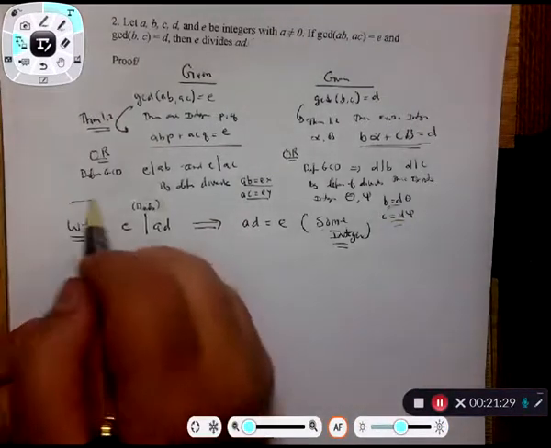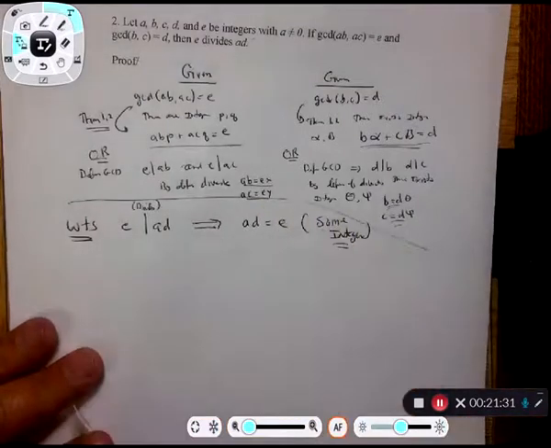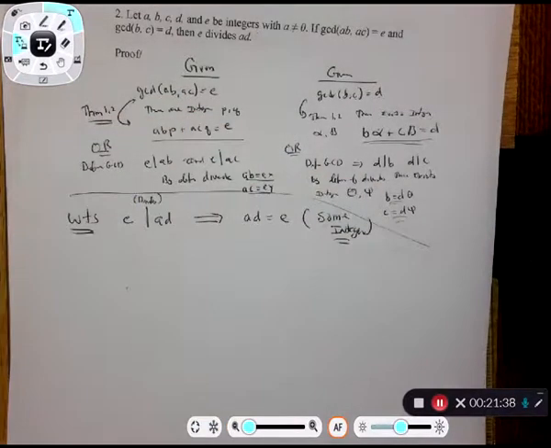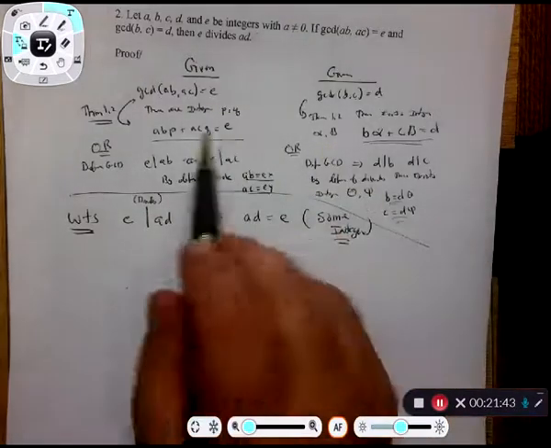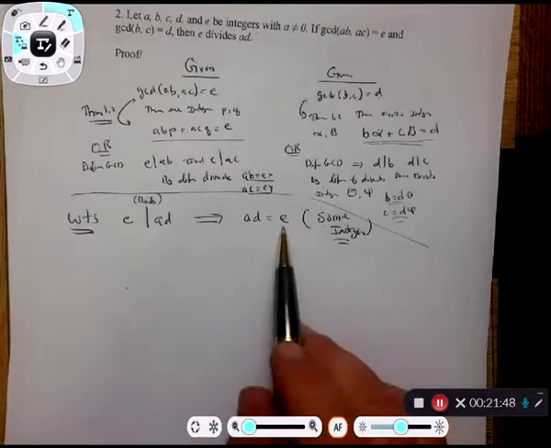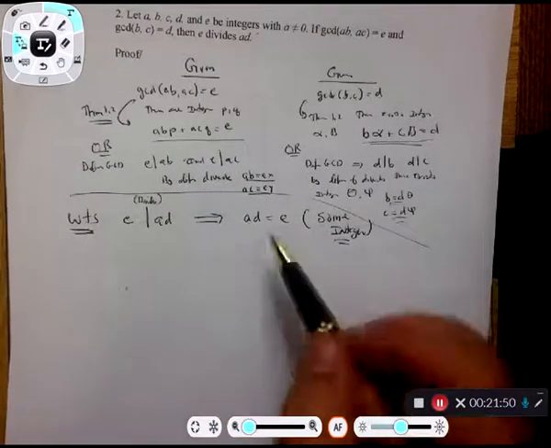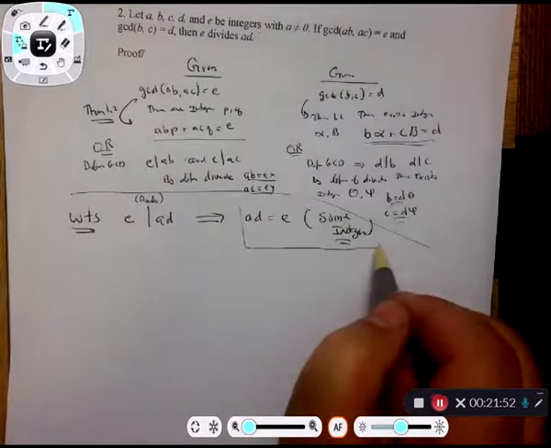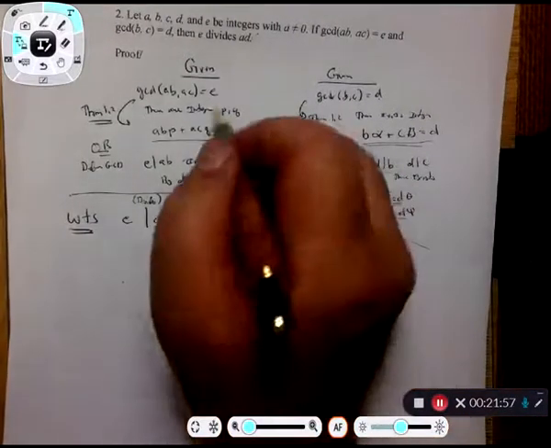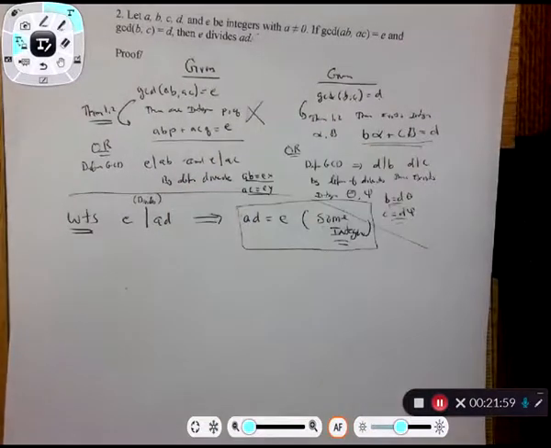My goal here is to show that E divides AD, which means I need an AD equation. So based upon all this stuff, how am I going to get an AD equation? See, this is an equation, great, but it's set equal to E. I don't want it equal to D. I want it set equal to AD. I want to see that AD equals E times some integer. I want to be able to factor out an E. So I don't want to use this one. I think I want to use this one.